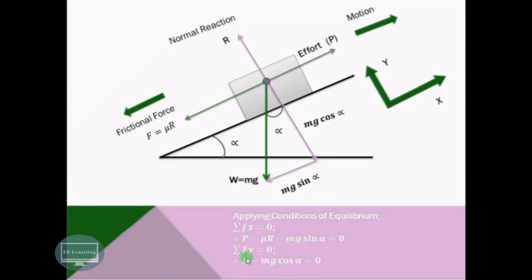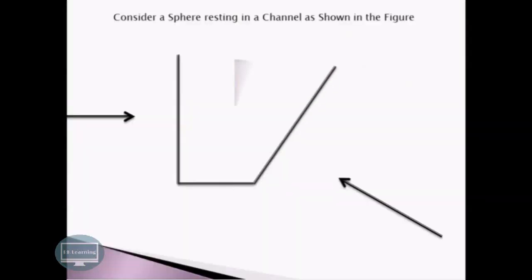Similarly, applying another condition of equilibrium, that is summation of Fy is equal to 0. Along the positive direction, only the normal reaction is there, which is along the positive y direction, so R is positive. Whereas mg cos alpha is along the negative y direction, so R minus mg cos alpha is equal to 0. In this way, we can apply the conditions of equilibrium to the resolved forces.